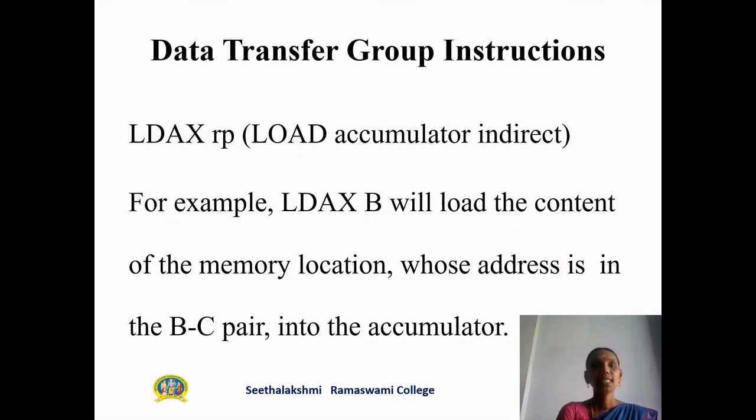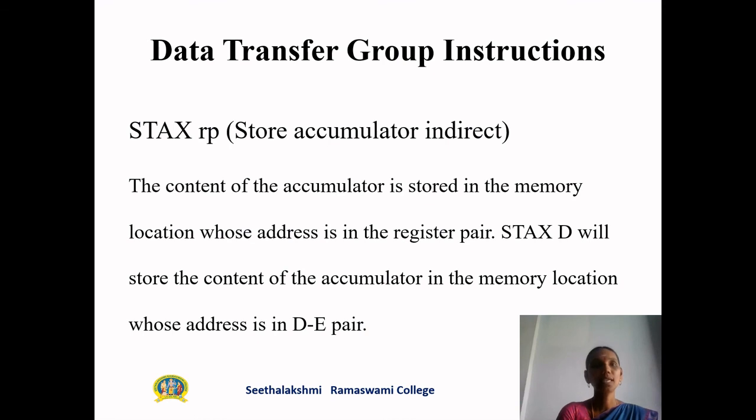For example, LDAX B will load the content of the memory location whose address is in the BC pair into the accumulator. Next one is STAX register pair, store accumulator indirect. The content of the accumulator is stored into the memory location whose address is in the register pair. For example, STAX D, D means DE pair, will store the content of the accumulator into the memory location whose address is stored in the DE register pair.